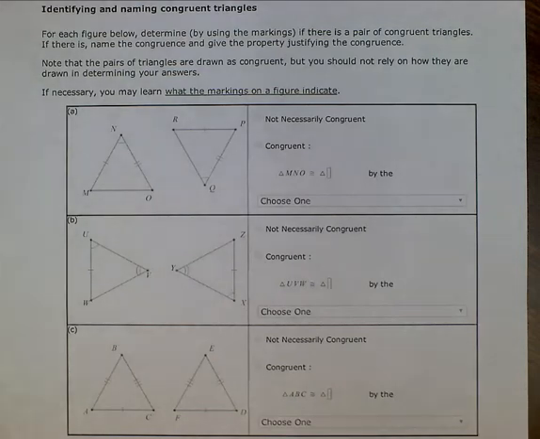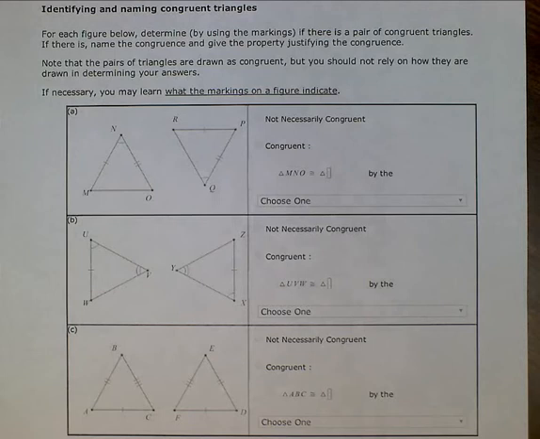So here we are asked to identify and name congruent triangles. There's a lot of instructions here. It says, for each figure below, determine by using the markings if there is a pair of congruent triangles. If there is, name the congruents and give the property justifying the congruence.